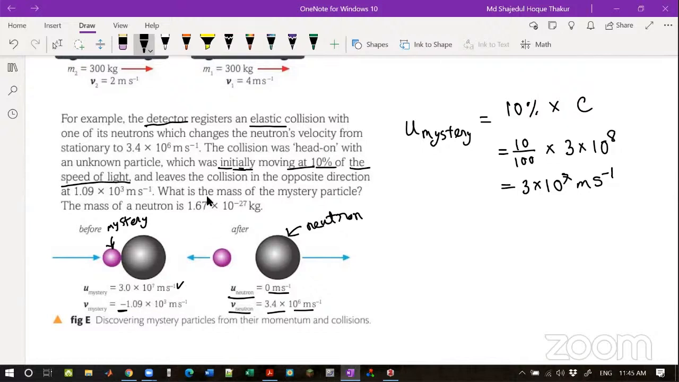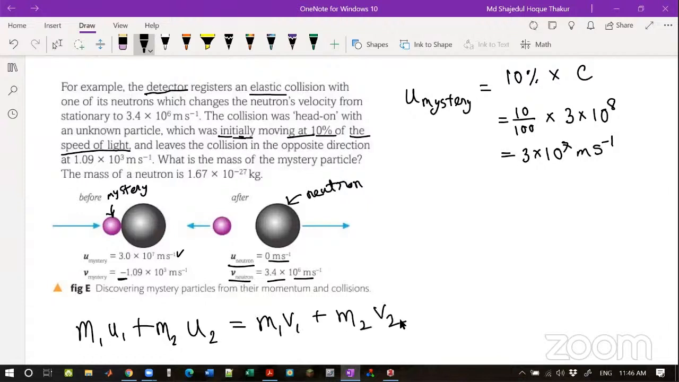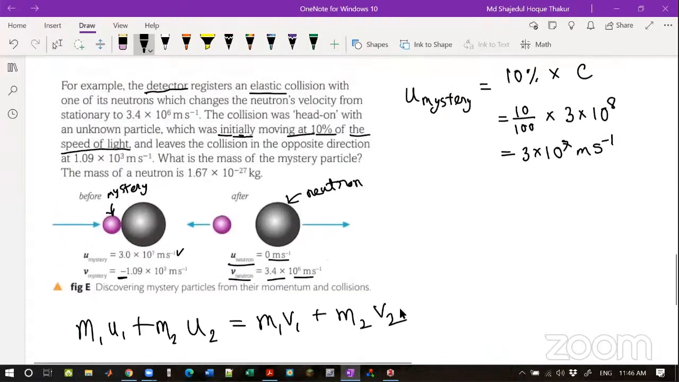After concluding this, our task now is: what is the mass of the mystery particle? What is the mass of the neutron given to us? So if we apply momentum conservation here, total momentum before equals total momentum after. So this is very simple. Everyone do this, I'll say you do it on your own. If you can finish before me, very good, and you should be able to finish this before me. Okay, get started with it.